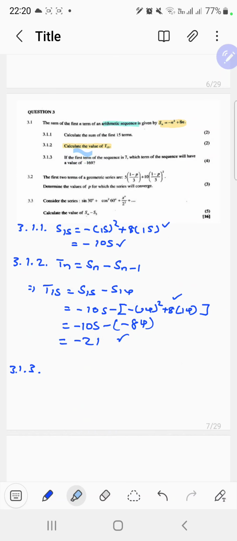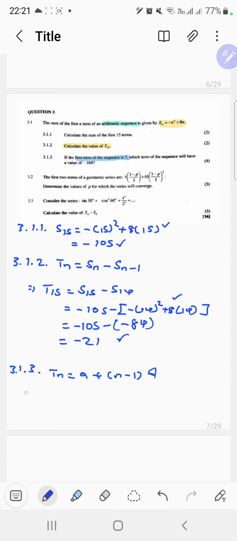So T1 is 7. Now which term of the sequence will have the value of minus 169? Okay, so we know that we will need the common difference, right? We know that Tn is equal to A plus (n minus 1) times D.